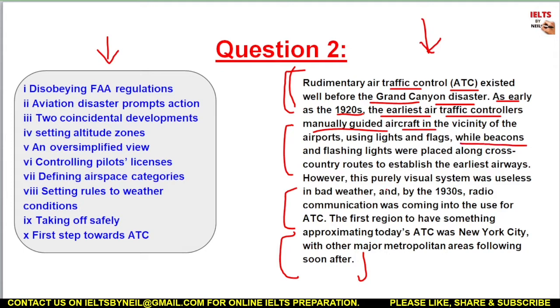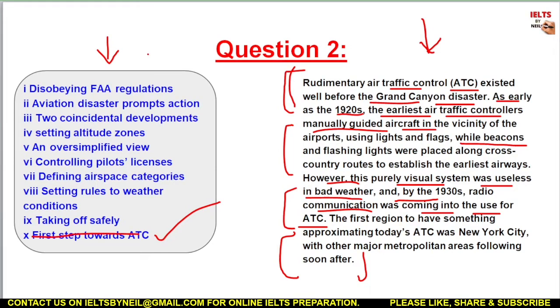And even here, however, this purely visual system was useless in bad weather, and by the 1930s radio communication was coming into use for ATC. Basically they're talking about the first time when ATC was used, so it should be number 10, which is first step towards ATC. This is the correct answer. Please comment in the box below if you got the correct answer.